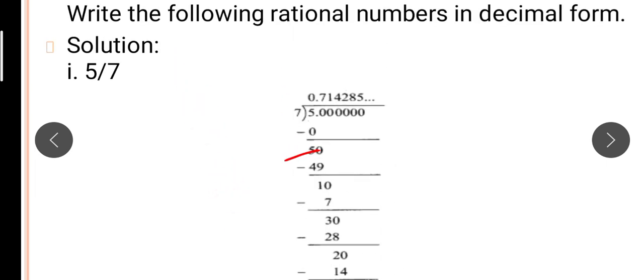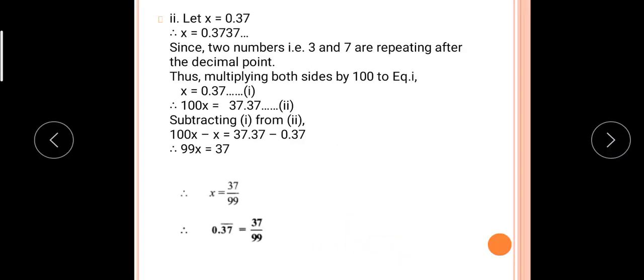How many digits are there? 1, 2, 3, 4, 5, 6: a 6 digit number, after which the same pattern comes again. Therefore 5 by 7 is equal to, if it is minus 5 by 7, then it is equal to minus 0.714285 with recurring bar.